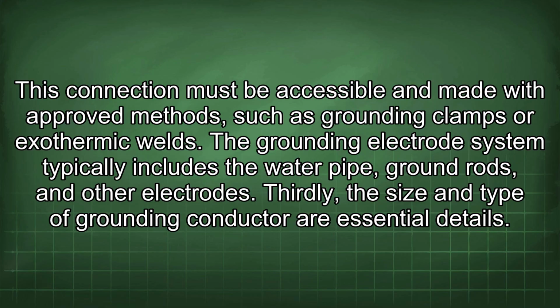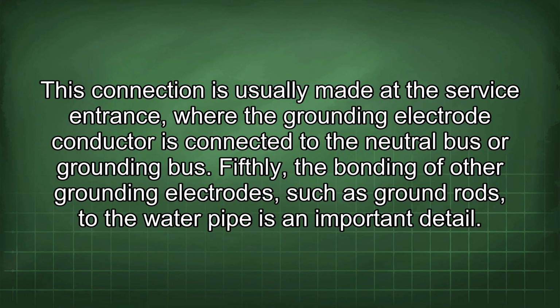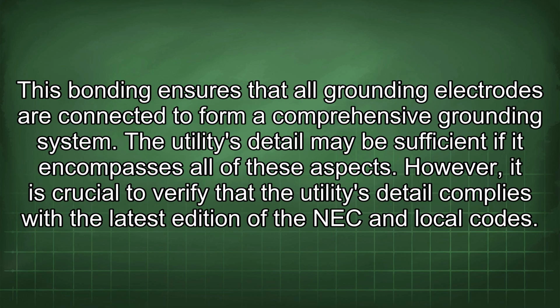Thirdly, the size and type of grounding conductor are essential details. The grounding conductor connects the water pipe to the electrical service equipment and must be sized according to NEC Table 250.122, based on the size of the ungrounded conductors. Common grounding conductor types include copper and aluminum. Fourthly, the location of the connection to the electrical service equipment must be specified. This connection is usually made at the service entrance, where the grounding electrode conductor is connected to the neutral bus or grounding bus. Fifthly, the bonding of other grounding electrodes, such as ground rods, to the water pipe is an important detail. This bonding ensures that all grounding electrodes are connected to form a comprehensive grounding system.